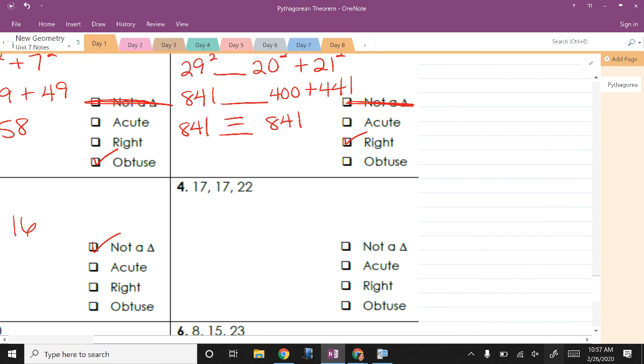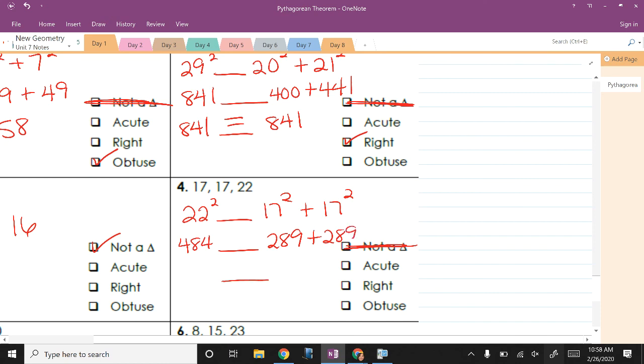Number 4, does it make a triangle? 17 plus 17 is bigger than 22. So it is a triangle. So how do we check to see which one it is? 22 squared, compare it to 17 squared plus 17 squared. What's 22 squared? 484. Compare that to 17 squared, which is 289, plus 289. Add those together. I'm getting 578. Are y'all?